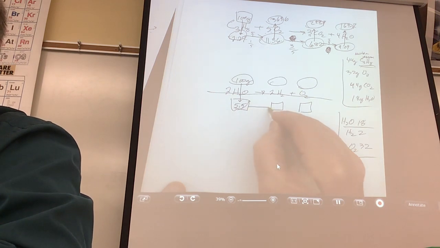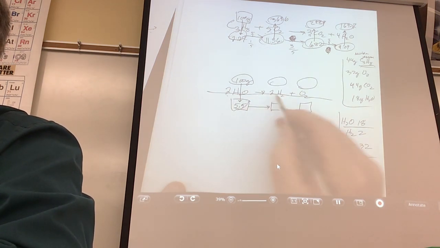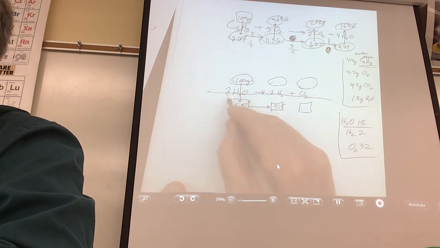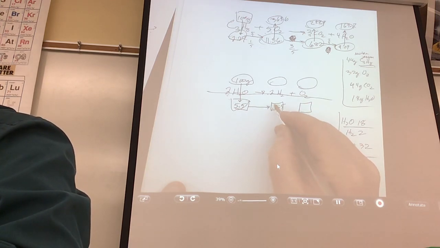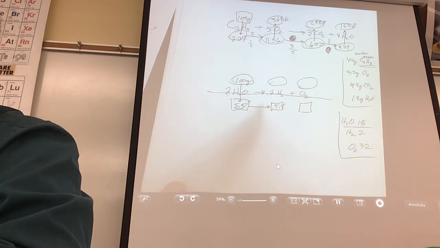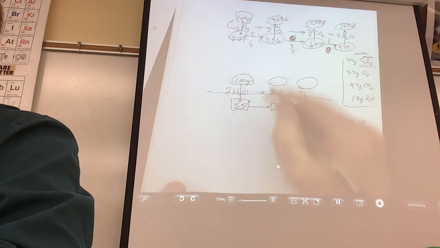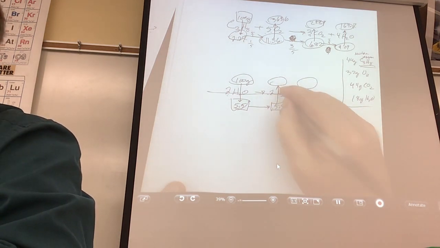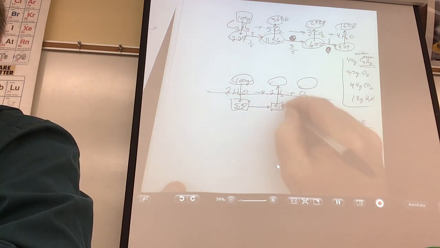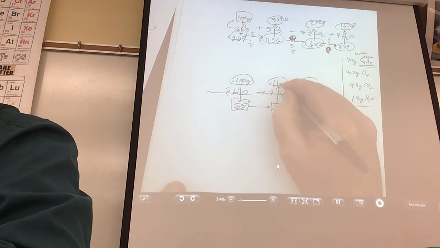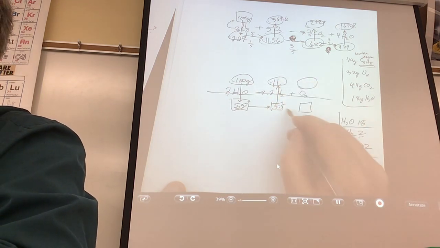Now go across. Matchy, matchy. That saved me some time, didn't it? Did you multiply by 2 over 2? Matchy, matchy. Okay, ready. When you come up out of the mole world, what do you do? Multiply by the molar mass. 11? Is that 11? Okay.